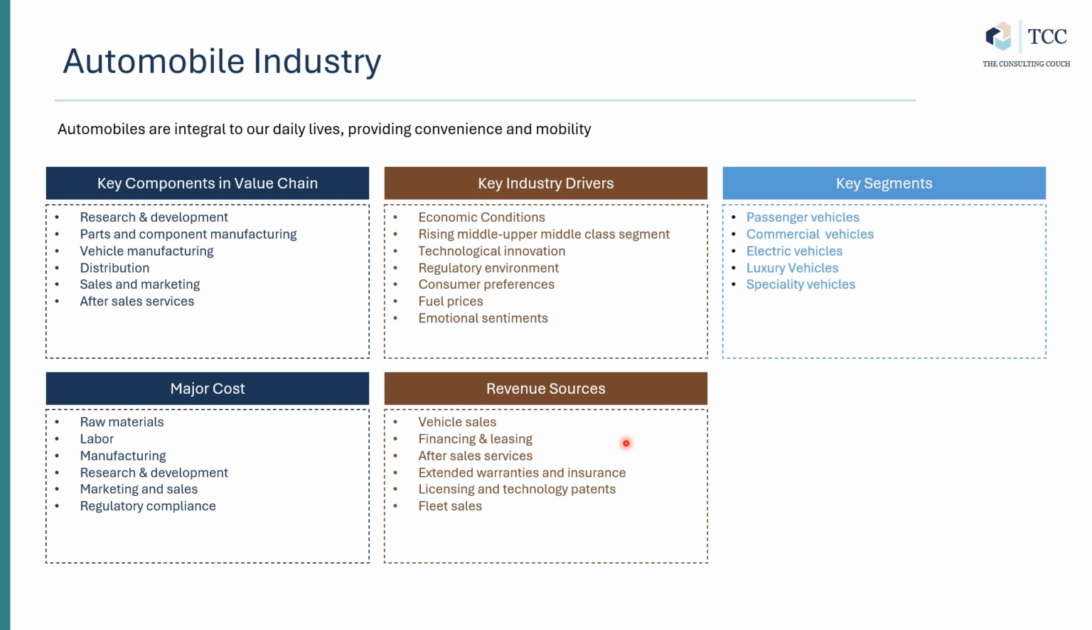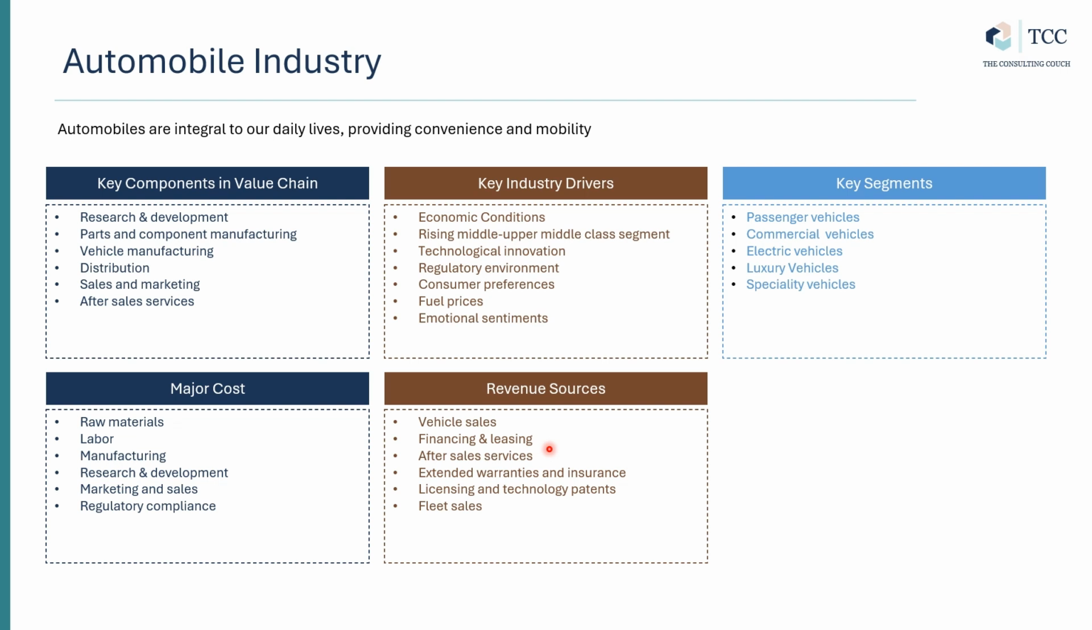The first one being, of course, vehicle sales. This is the primary revenue from selling new and used vehicles. Then we have financing and leasing. This sort of income comes from vehicle financing and leasing programs. Like certain companies, suppose they are leasing a certain set of vehicles to corporates or governments or any other parties, they have amount of revenue coming in from those sources.